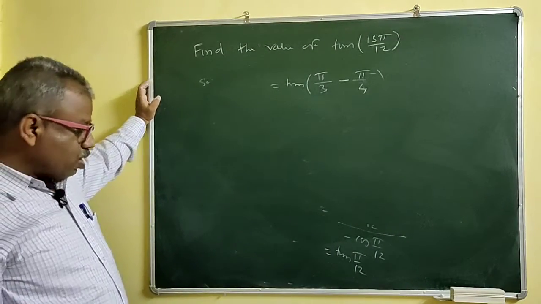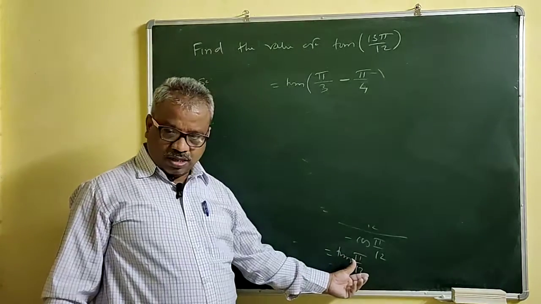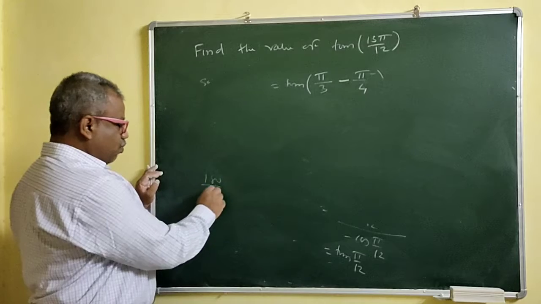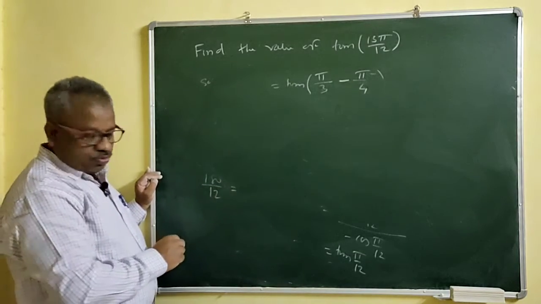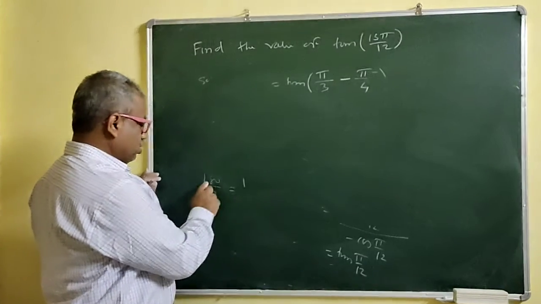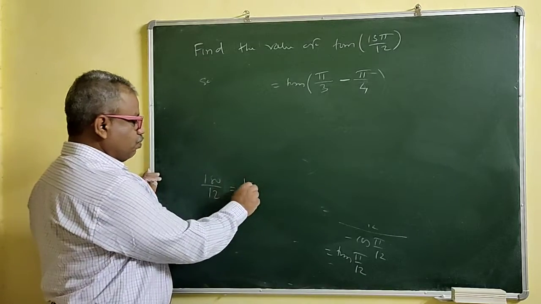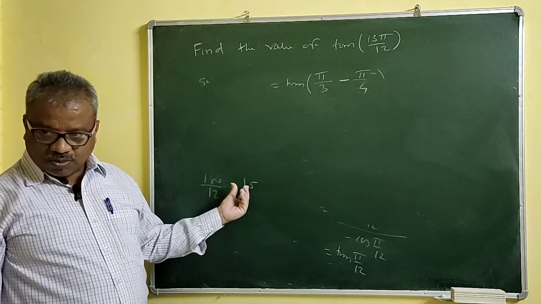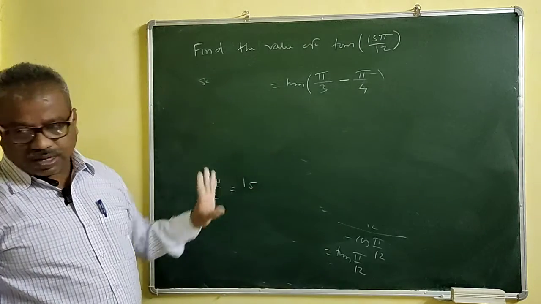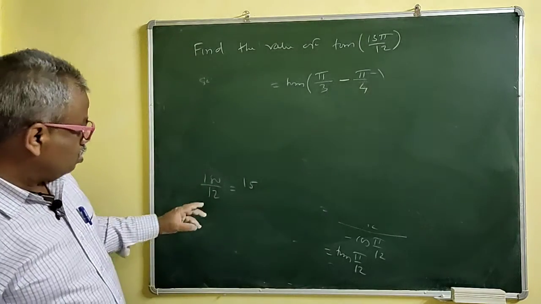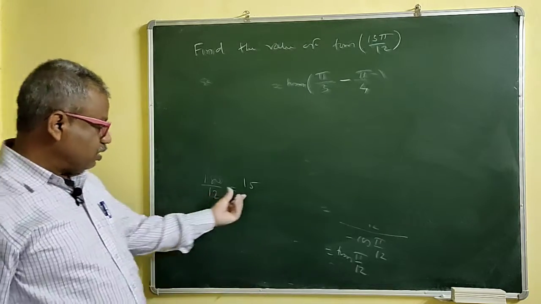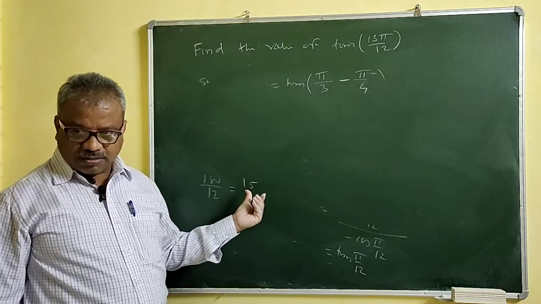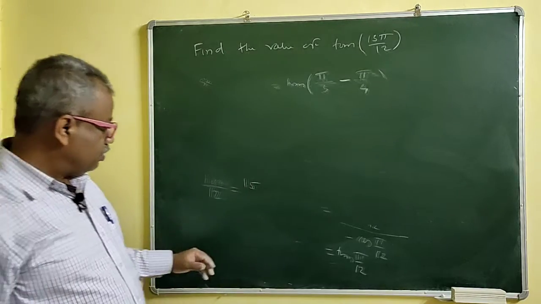Or otherwise, convert this pi by 12 into degrees now. So pi by 12 means 180 upon 12. This is 12, this is 1, then 6 remain, so 15. This is 15 degree. That means 45 degree minus 30 degree. Or pi by 3 means 60 degree, so 60 degree minus 45 degree. No problem for this one.